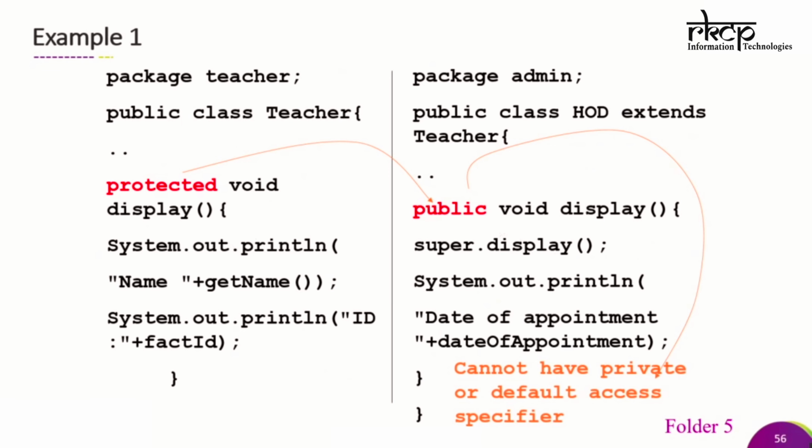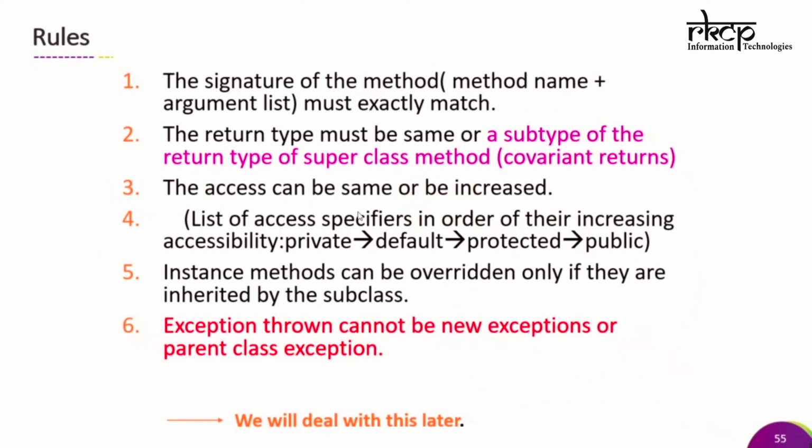Third rule, access specifier. The access specifier should not be narrowed, meaning the access can be the same or increased. It should not decrease. Here I have given private, default, protected, public. You can move in this direction, it should increase. You cannot move in the reverse direction, from public to protected, protected to default, default to private.